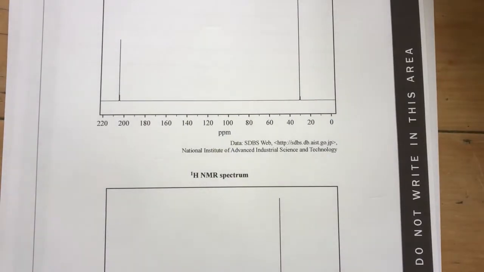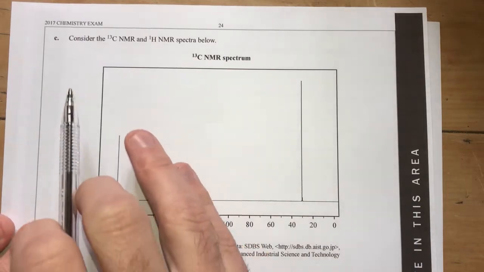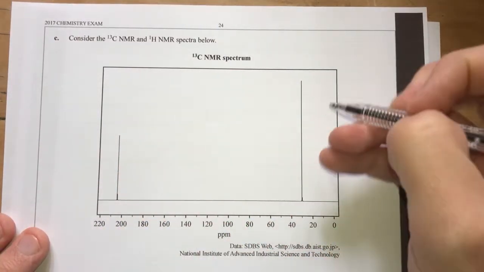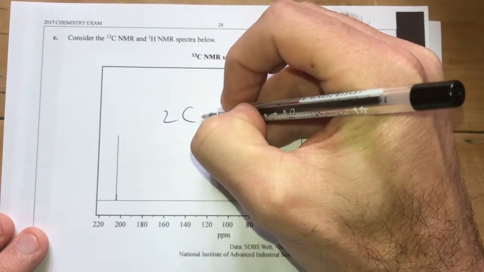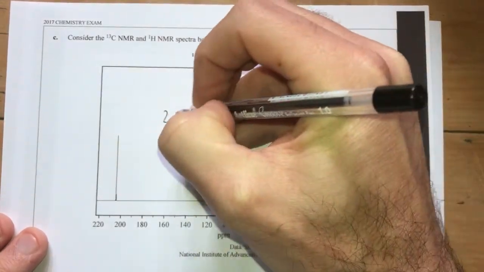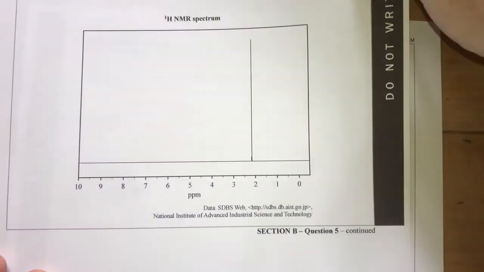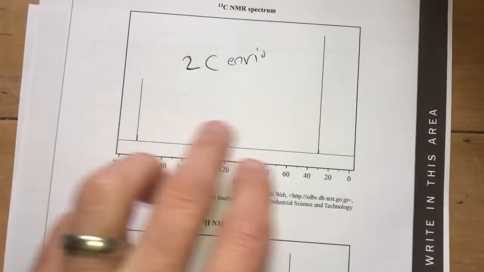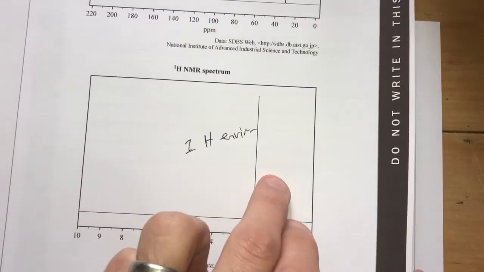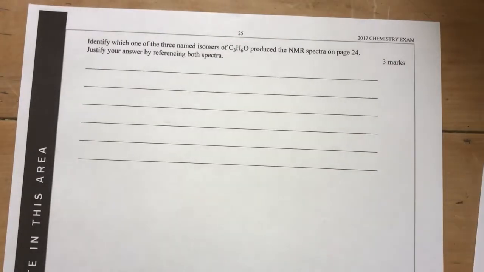And now we've got NMR. This one's going to be hard to see on the video because I'm going to have to scroll up and down it. But this carbon NMR, what do I notice from this? I've got two carbon environments. Looking at this one here, I've only got one hydrogen environment. So just by quickly glancing at it, I've got two peaks here, two carbon environments, one peak here, one hydrogen environment. So let's have a look at what the question actually is.